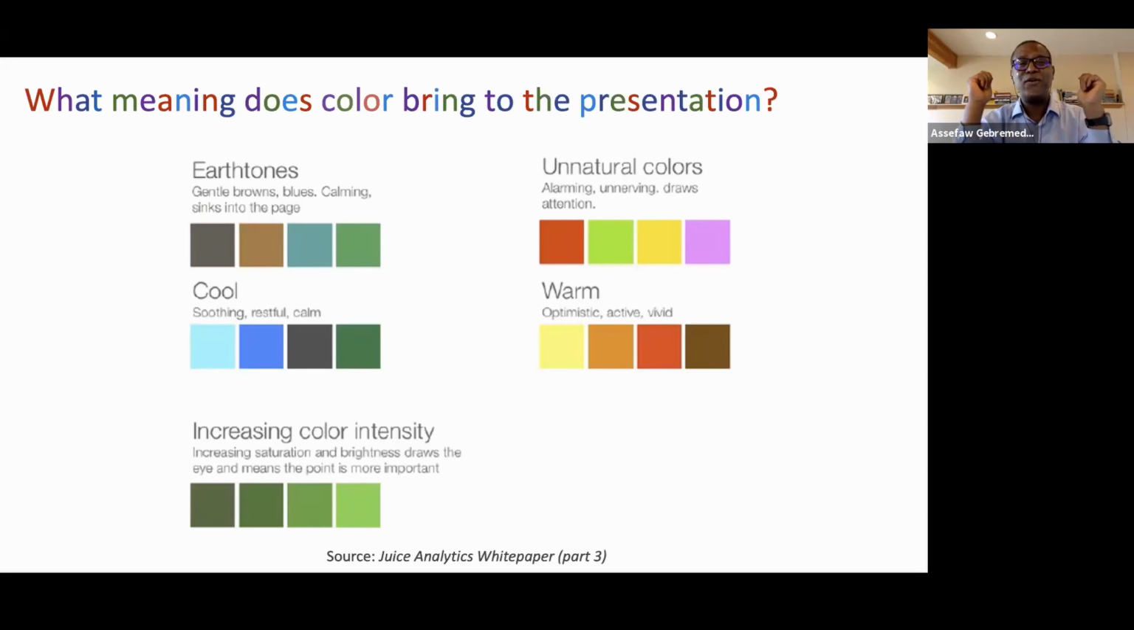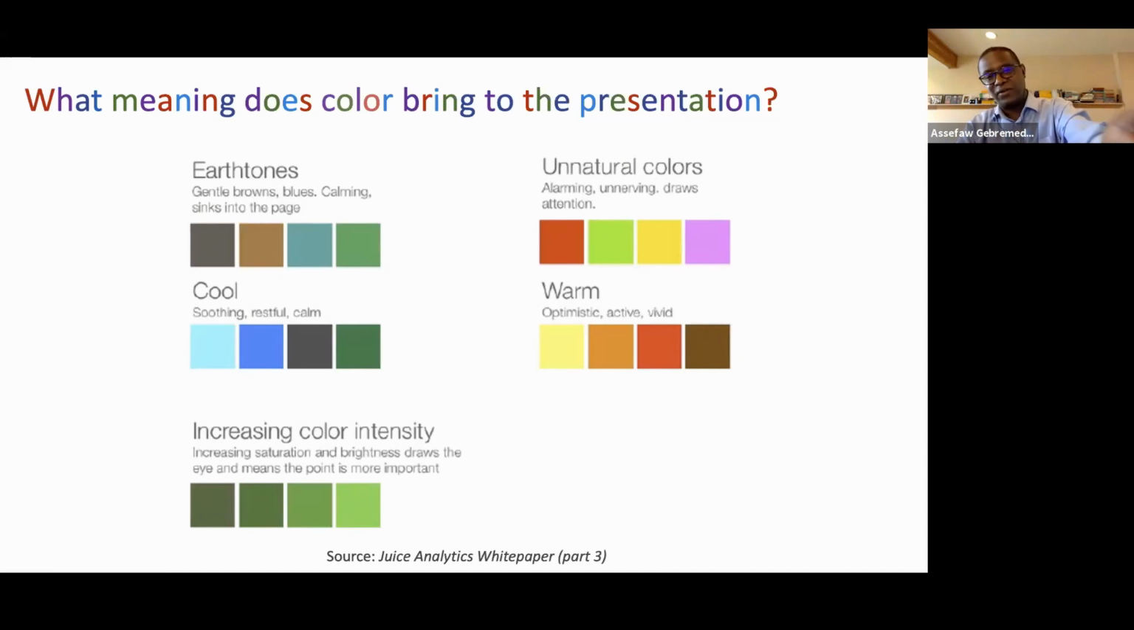So know that colors are effective when they are used intentionally, and you need a little bit of an understanding of when to use them. What you see here on the left are colors called earth tones, cool colors, and the ones you see on the right are meant to draw attention and to be a little bit alarming in some ways.